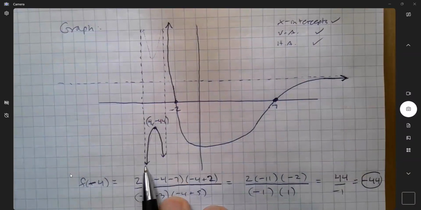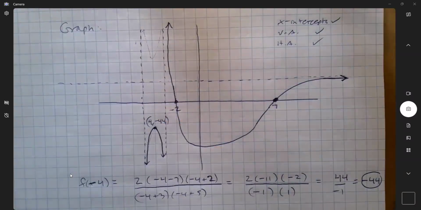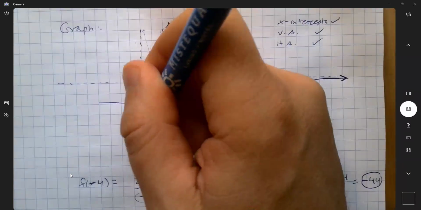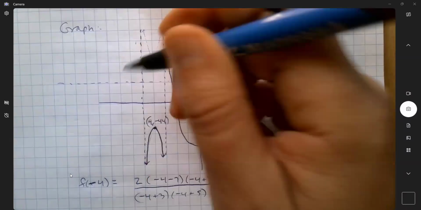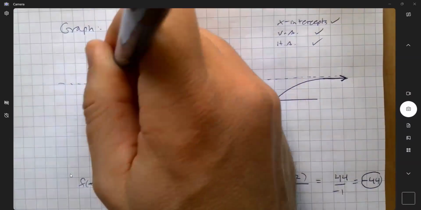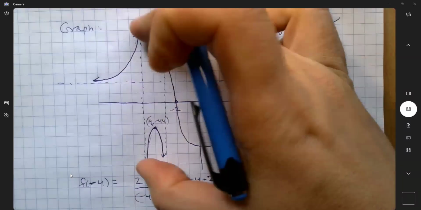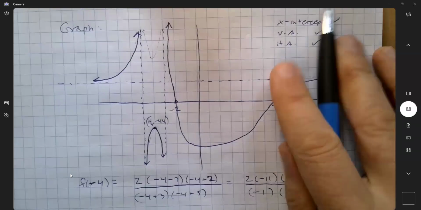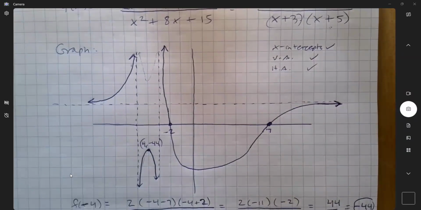I've come down here. I have to finish my graph over here on the left. I have a couple options. Again, I could think it comes up, but if it came up, it would have to cross through my x-axis, and I know it doesn't. So it has to come down, like so. And again, it switched sides because the multiplicity on the x plus 5 is odd. There's my picture. It looks weird.